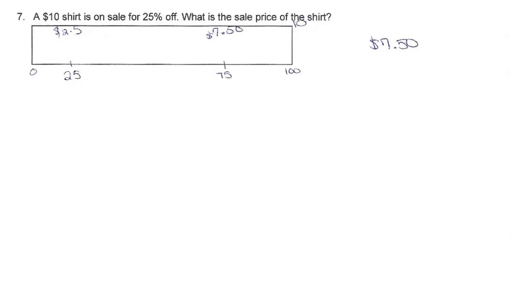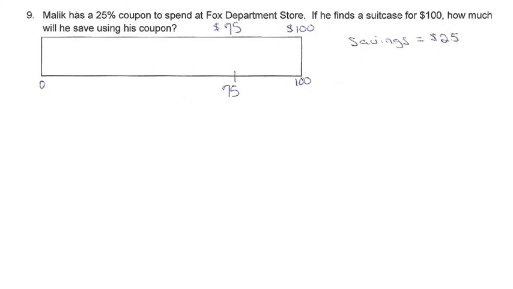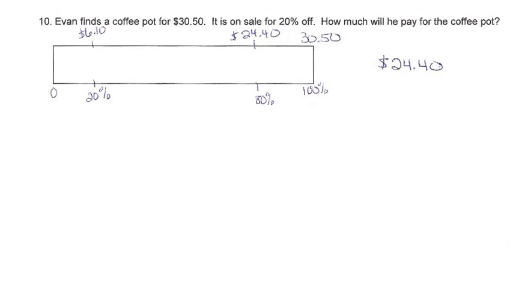Number 7, 25% off, the cost would be $7.50. Number 8, the answer is $19.46. Number 9, the question asks, how much will he save using his coupon? So you have to subtract 100 minus 75, and your savings is $25. And number 10, your answer is $24.40.